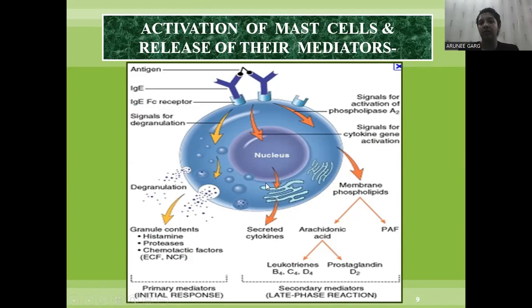Now, the secondary mediators are synthesized by the cell. What happens is that the signal for the activation of phospholipase happens when the antigen is attached. This signals the cytokine gene activation, which then finally secretes the cytokines. Also, the membrane phospholipids help in the secretion of arachidonic acid, which in turn forms the secondary mediators leukotriene and prostaglandin, which cause a late phase reaction. So these are the primary and the secondary mediators which are released when the mast cell is activated.